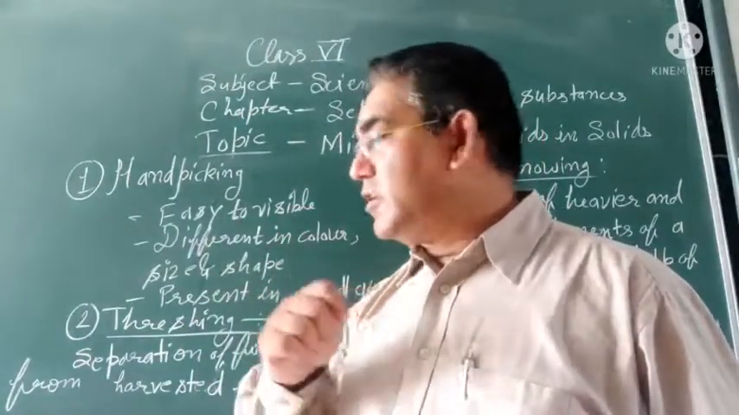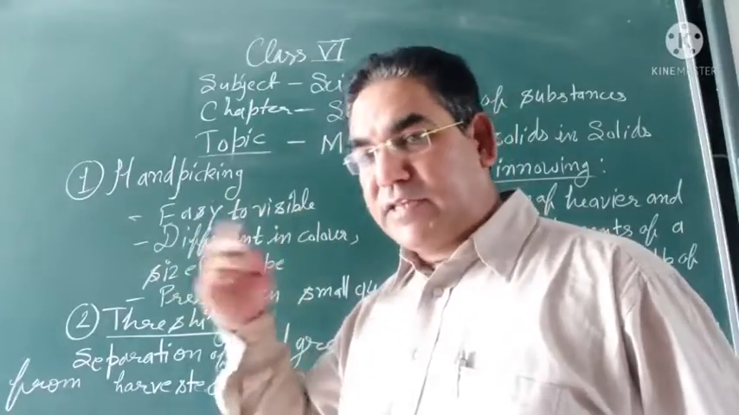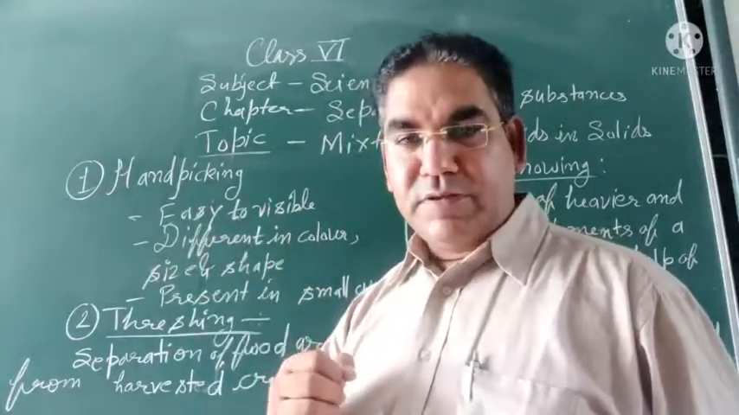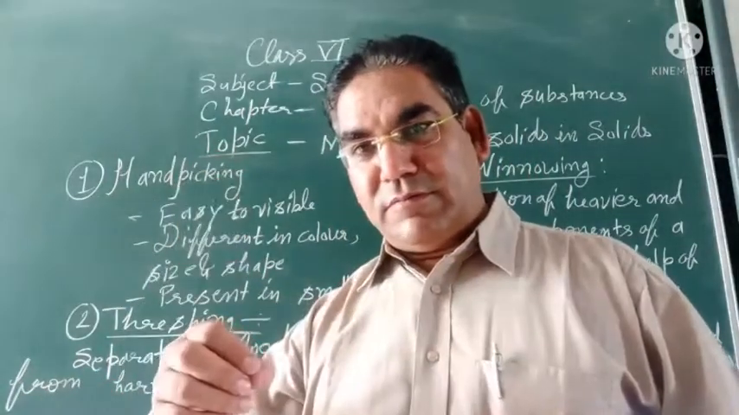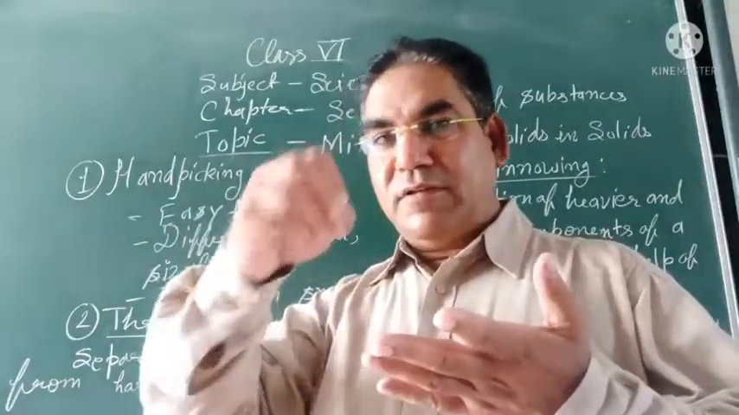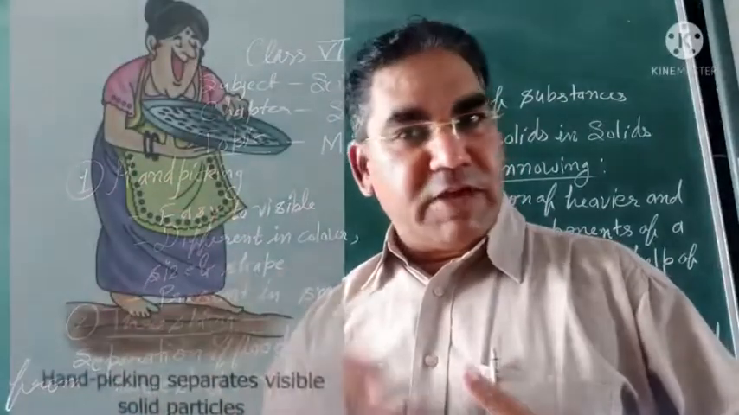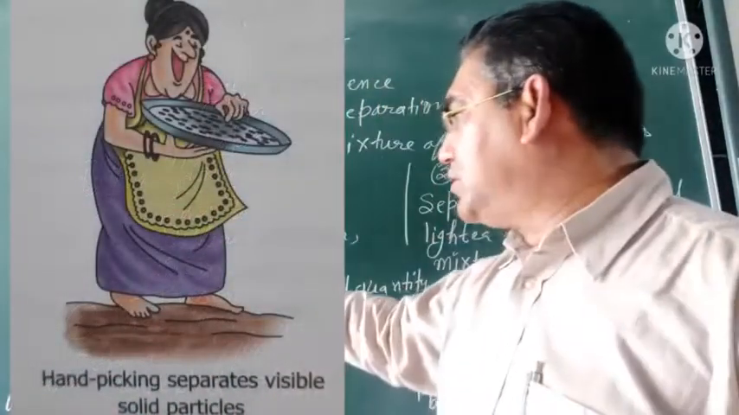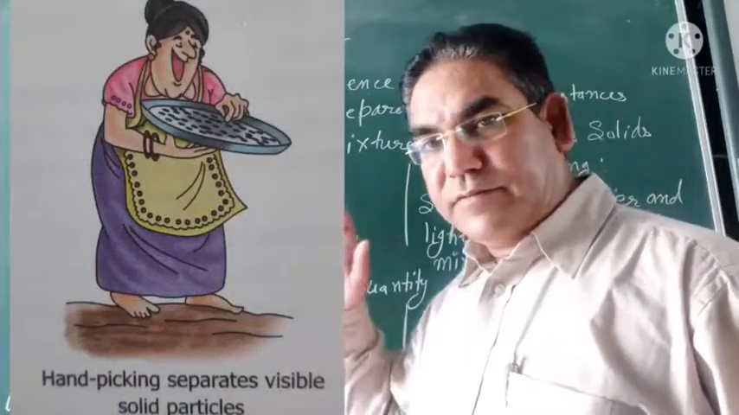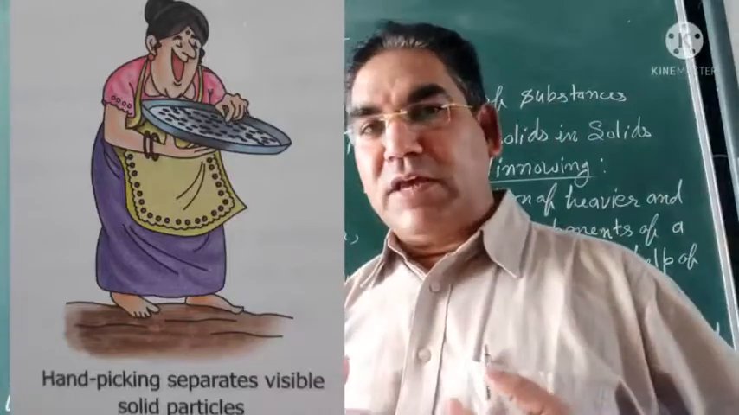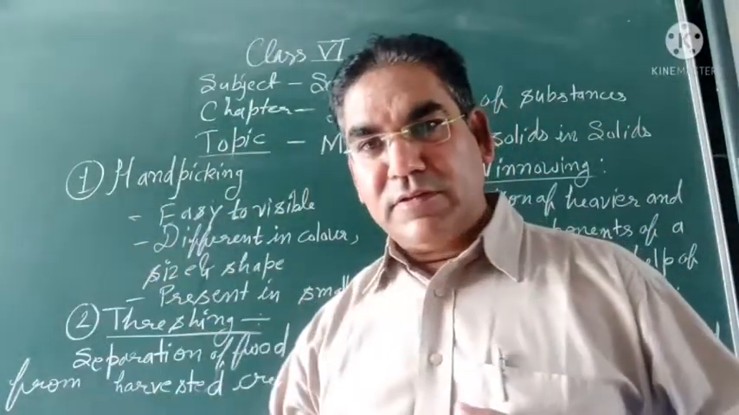How can we detect them easily? Because they are different in color, different in size, different in shape. So by difference in color, green pulse, black colored particles we pick up easily, brown colored particles we pick up easily. So these must be different in size, shape and color. The impurities, हम कहेंगे अगर बहुत सारा हो तो we can't separate by this method.